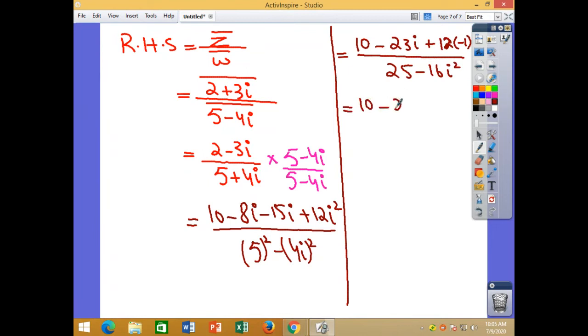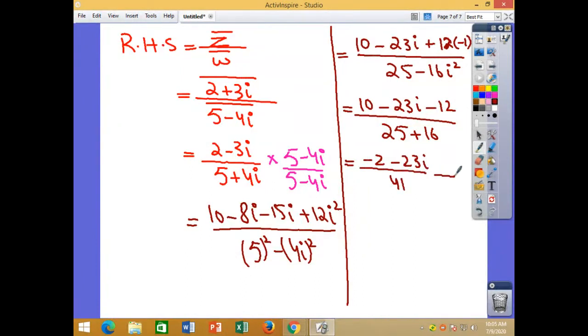Similarly, 10 minus 23 iota minus 12, and in the denominator we directly replace negative 16 by positive 16 because iota square is equal to negative 1. Now after more simplification, when 12 is subtracted from 10 we get negative 2 minus 23 iota. In the denominator we have 41. This is our equation number 2.